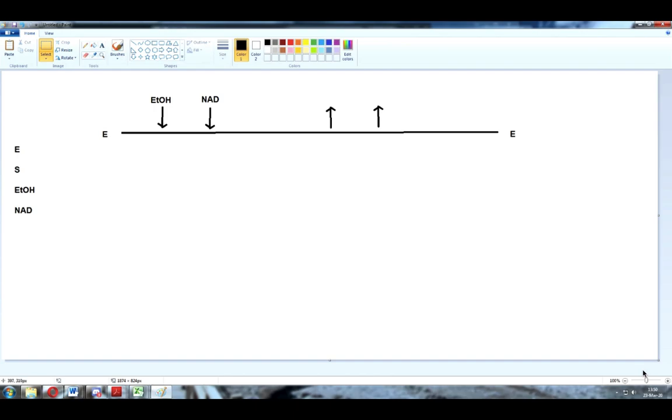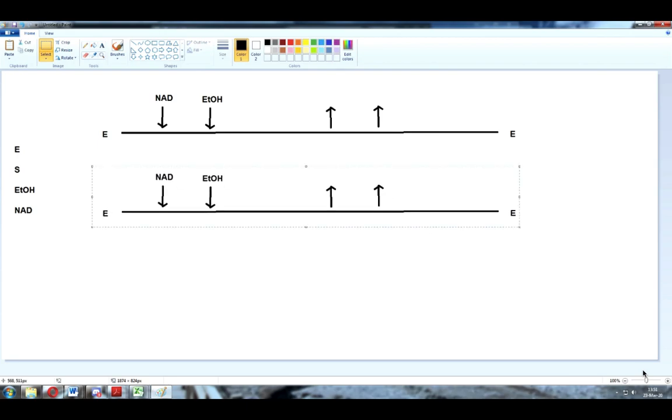That's one possibility. The other possibility is what? These two bind like this. NAD first, then ethanol, right? So if it's random which one binds first, I have to modify my drawing a little bit. So I'm going to draw it this way. Let's move these out of here real quick. So this could take two paths at this point. They're not very straight lines, I apologize. Looks terrible. Right, that looks very bad.